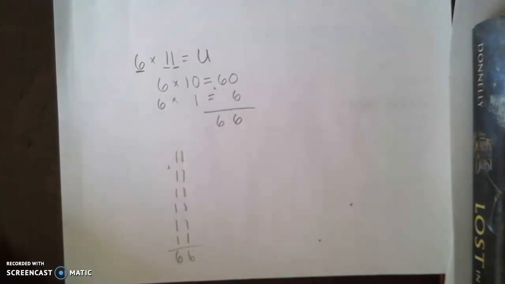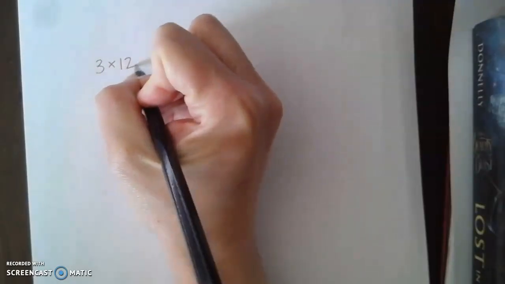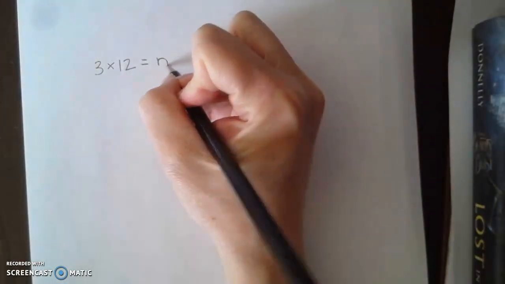Now I'm going to show you how we can tackle our 12s. I'm going to start with 3 times 12. Again, we just went over the multiple ways that we could solve 11s. 12s are the same way. That's why I'm combining this lesson.